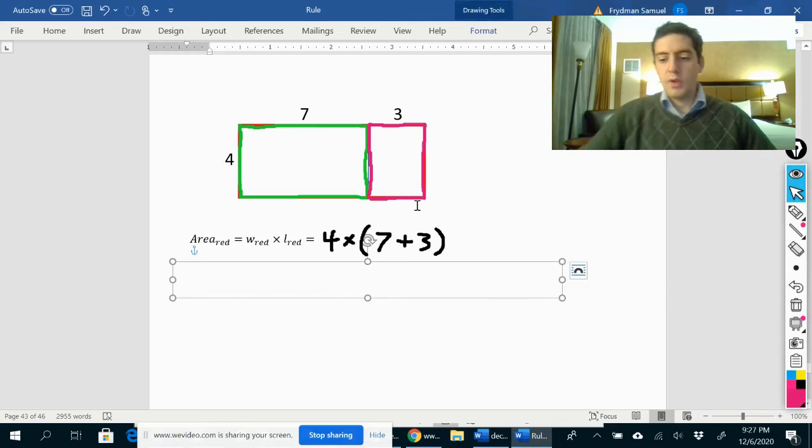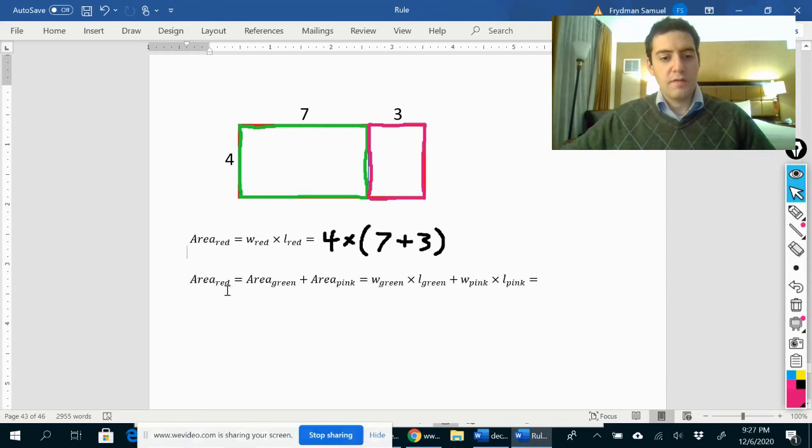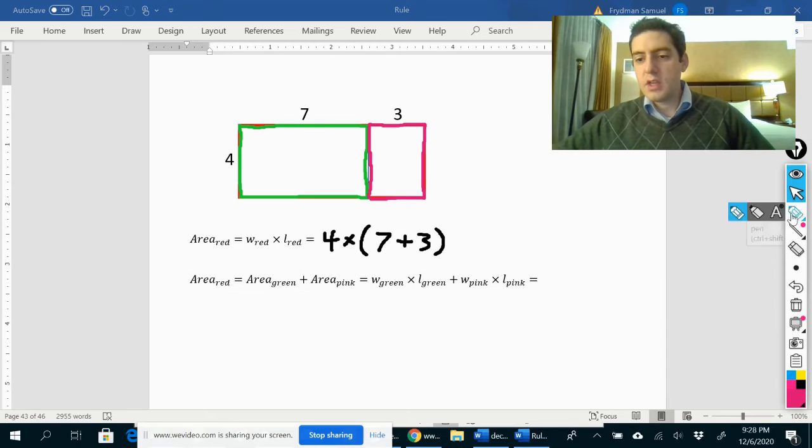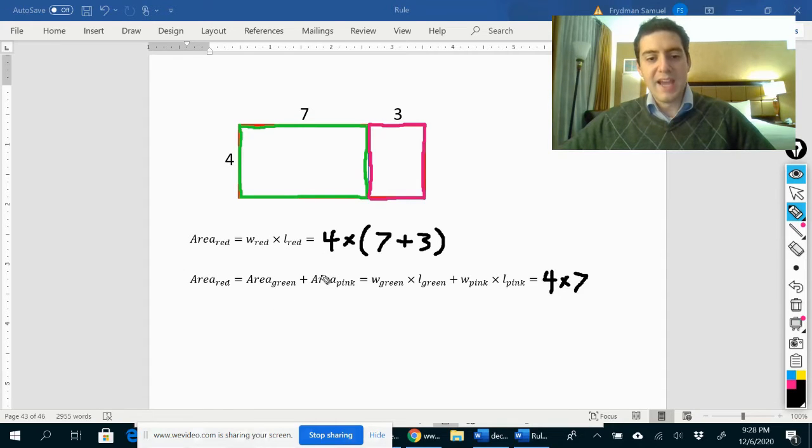And that's what I put right over here. So you see the area of the red rectangle is equal to the area of the green rectangle plus the area of the pink rectangle. Now to find the area of the green rectangle, we need to do the width of the green rectangle times the length of the green rectangle. So the width of the green rectangle is 4 and the length of the green rectangle is 7. So that would be 4 times 7 to get us the area of the green rectangle. And we need to add the area of the pink rectangle.